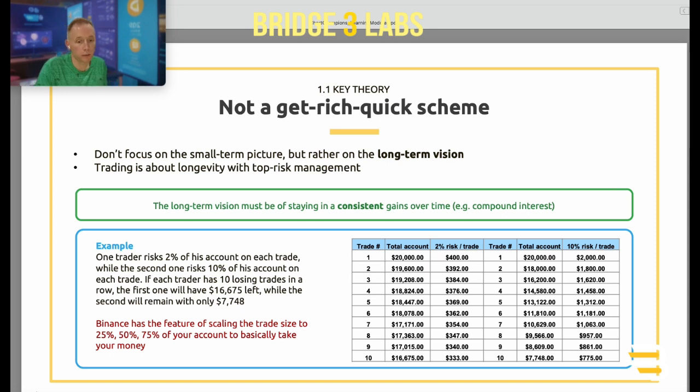So here's an example of just a little idea, looking at different trading accounts to give you an idea of someone trading with 2% versus 10%, and to show you the difference. Let's say one trader risks 2% of his account on each trade, while the second one risks 10% of his account on each trade. If each trader has 10 losing trades in a row, the first one will have 16,675 left, while the second will only have 7,700 left.